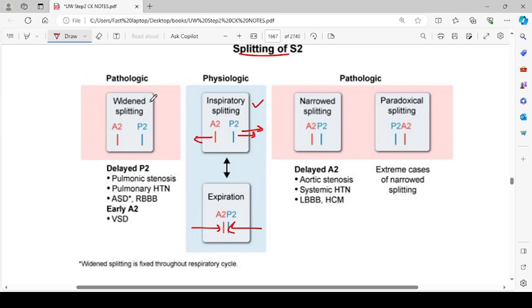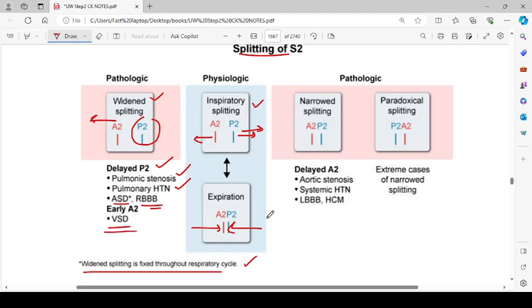The pathologic widened splitting is seen with delayed P2, due to the delaying of the P2 that is seen in pulmonic stenosis, pulmonary hypertension, ASD, widened splitting that is fixed throughout the respiratory cycle for the ASD, and right bundle branch block. And the same splitting happens because of early A2 in cases of ventricular septal defect.